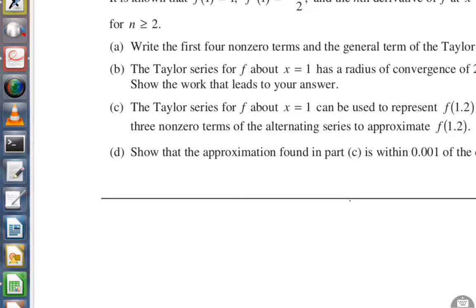Fine, done. Part B. The Taylor series for f about x equals 1 has a radius of convergence of 2. Find the interval of convergence, show the work that leads to your answer. So if it's a Taylor series centered at 1 with a radius of convergence of 2, it's good from negative 1 to 3, right? Let's see about that.